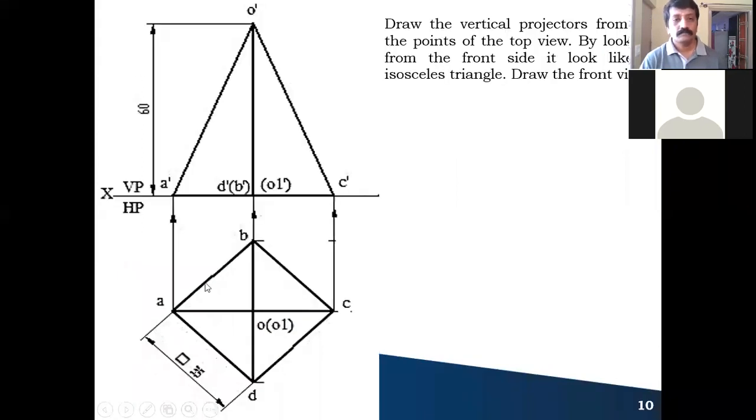You draw the vertical projectors from all the points till it meets the XY line. From the center, you draw a vertical line, and the axis height here is given as 60 millimeter. You take 60 millimeter, cut it here. That is your vertex or the apex. Now you draw a line from the vertex or apex.